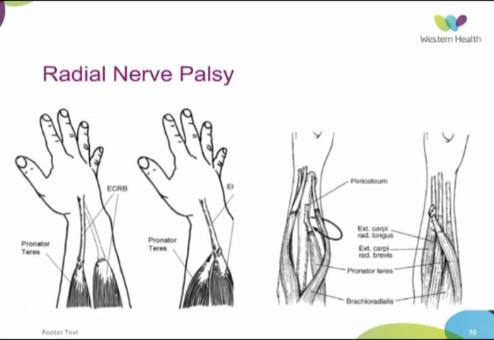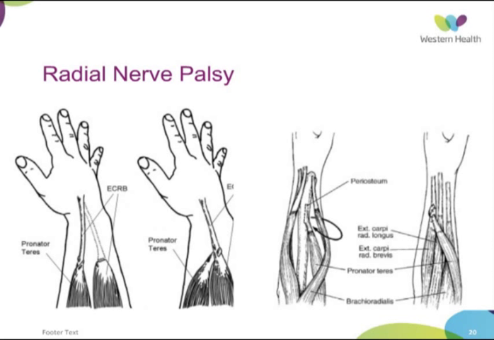So here's an example of the graft. So you mobilise the pronator teres. We know that pronator teres actually inserts further up the forearm than ECRB. So generally you take a sleeve of periosteum to help lengthen out the graft, as you can see in the diagram on the right.